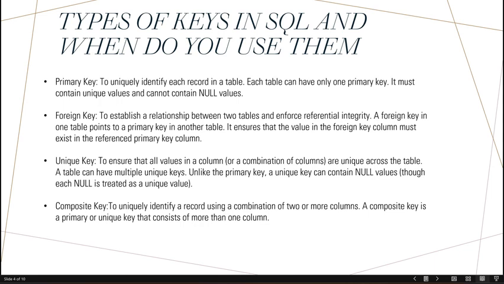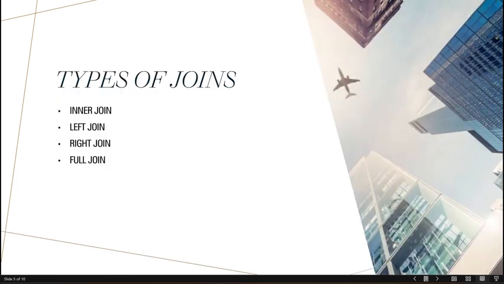And then lastly is a composite key, to uniquely identify a record using a combination of two or more columns. A composite key is a primary or unique key that consists of more than one column. So those are the different types of keys that we'll bump into.